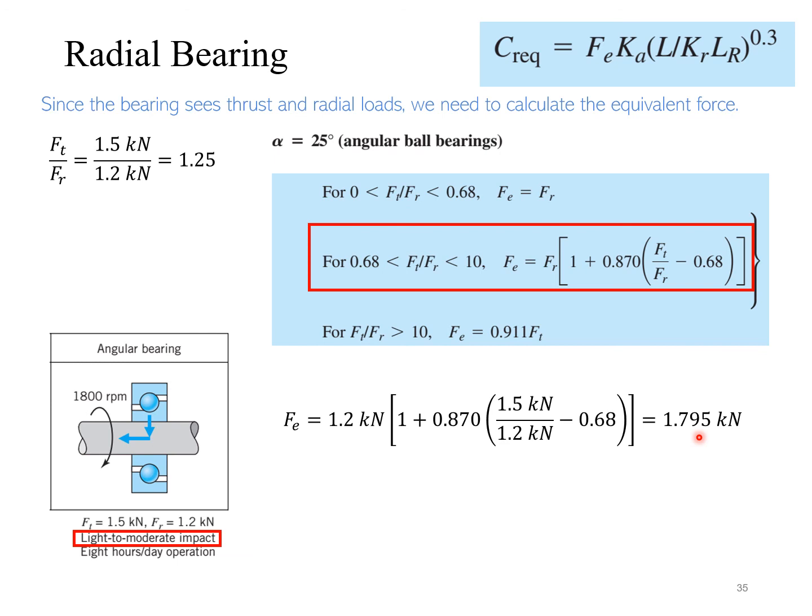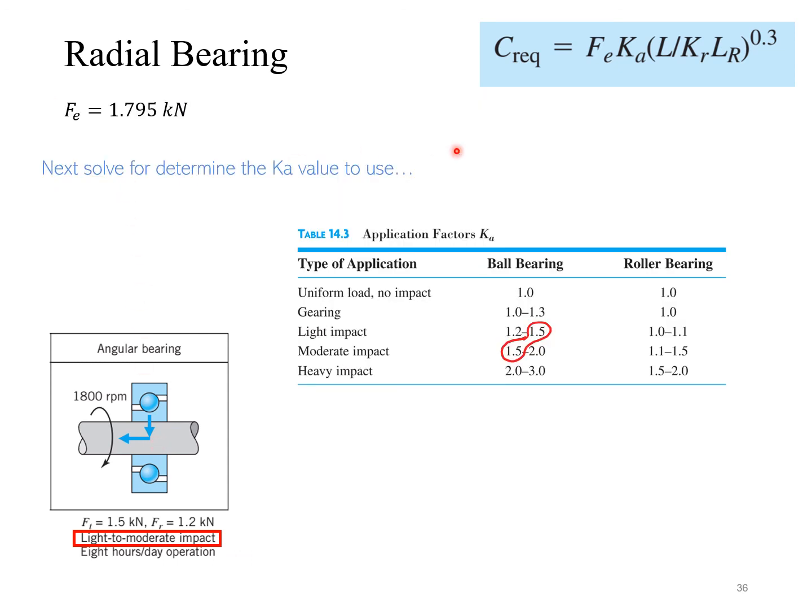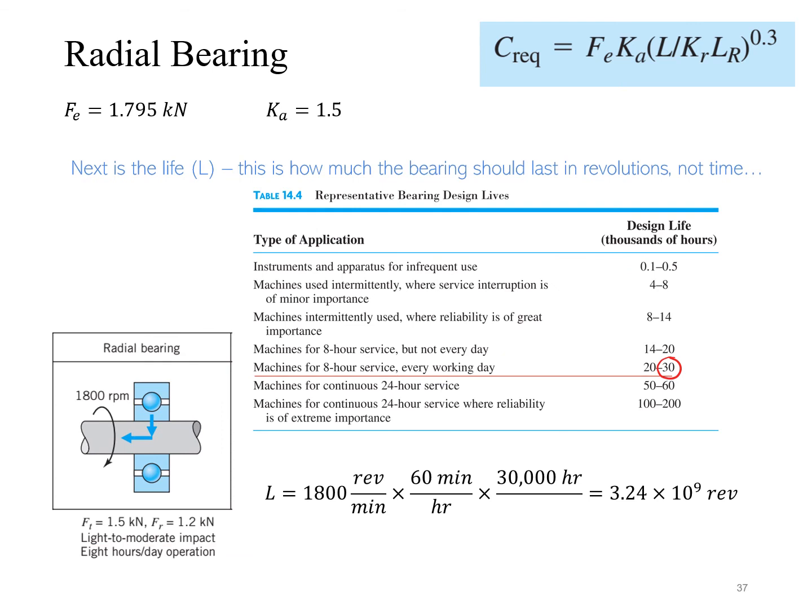Now hopefully you remember the other number was 2.4 something. For this one we just want 1.7, again because the thrust load does not affect this bearing too much. If we're following along the equation, the next factor that we need is the application factor. Again, it's still working under light to moderate, so the value in between the two is 1.5, so Ka equals 1.5 like last time.